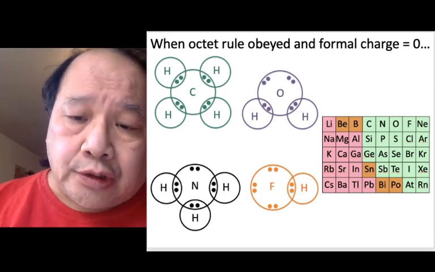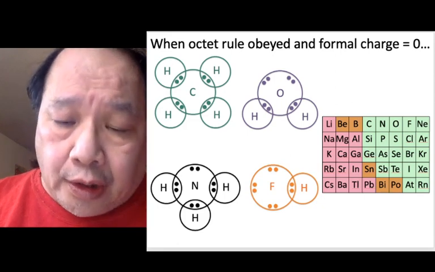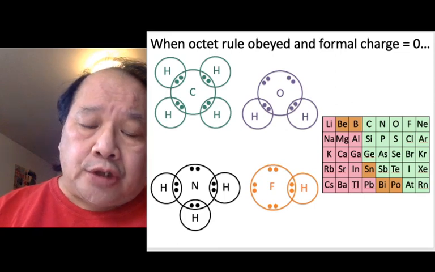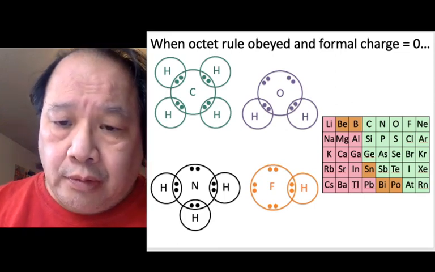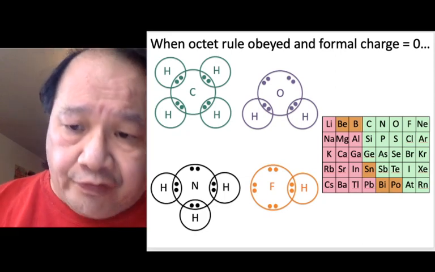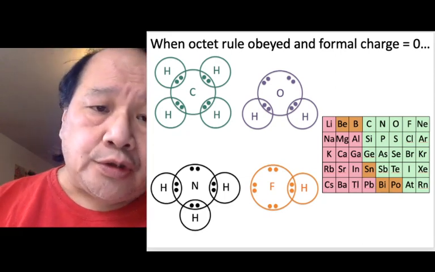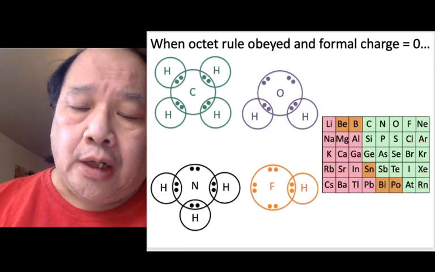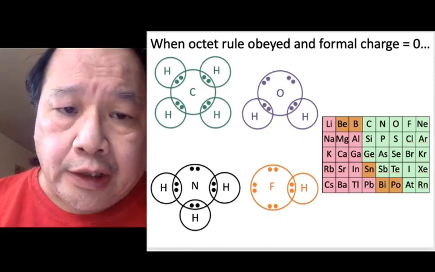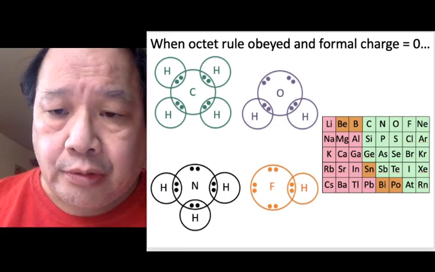Let's look at nitrogen. Nitrogen in ammonia, shown in black there. Its formal charge is, well, it ends up with how many electrons by formal charge? 5. It starts with 5. Its formal charge is 0. We did already water. The oxygen formal charge is 0. And in HF, the formal charge is 0.